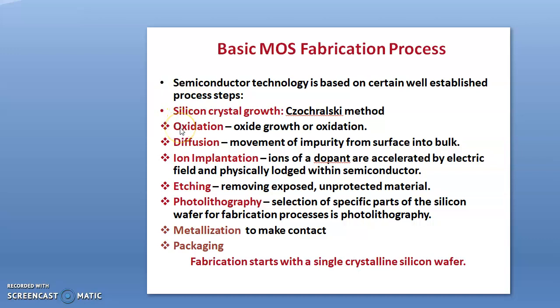So next is the oxidation. Oxidation is nothing but oxide growth. Oxidation is done for different purposes. Sometimes we want to protect the wafer from various types of contamination. Then for growing the dielectric we use oxidation, silicon dioxide. Sometimes we use a thin layer of silicon dioxide beneath the gate terminal in the MOSFETs. So for that also oxidation is used.